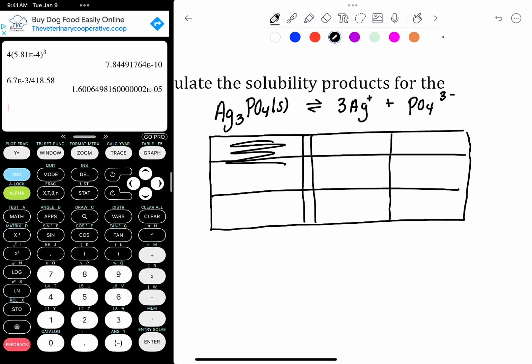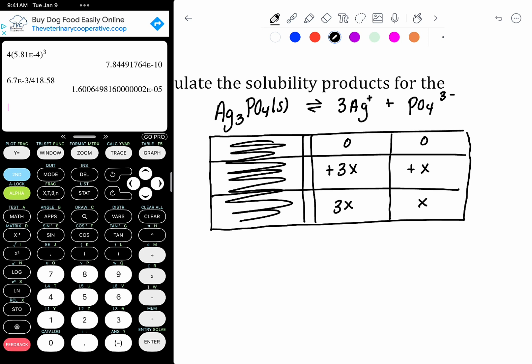We ignore our first column because that's a solid. We start off with 0. This is going to increase by 3x, and this is going to increase by x. So our equilibrium concentration is 3x and x. And again, you can solve for this either way.